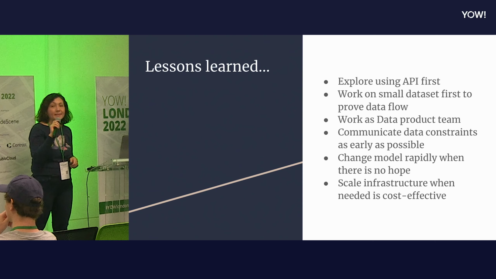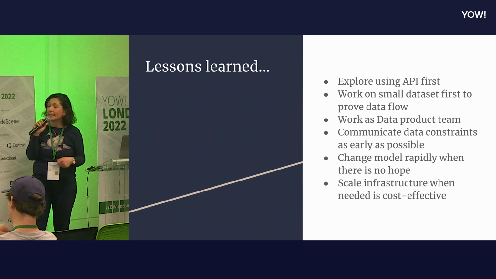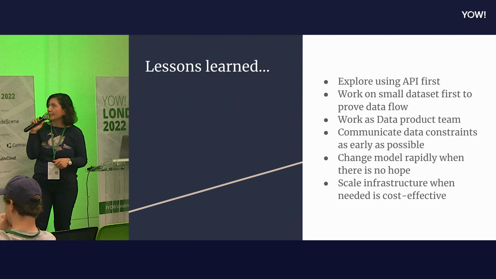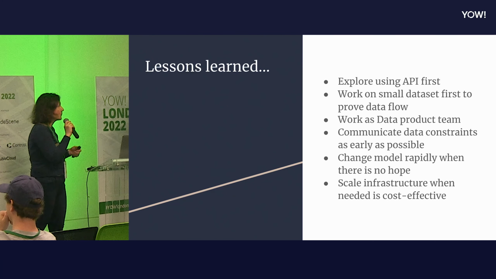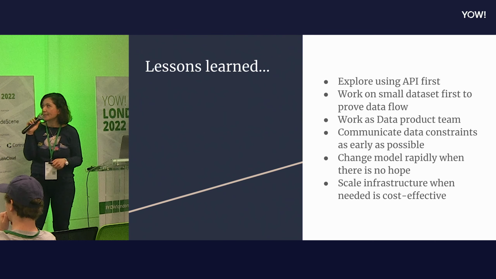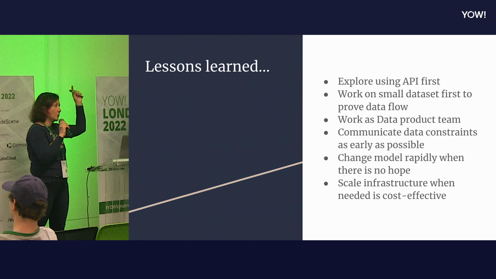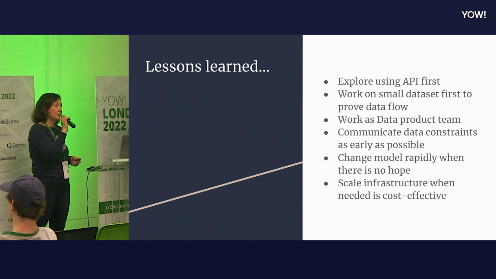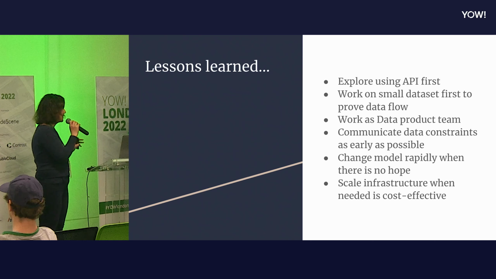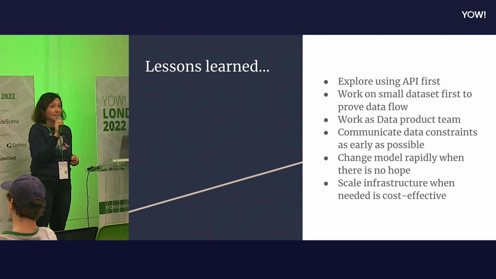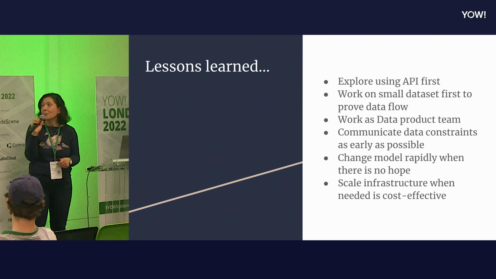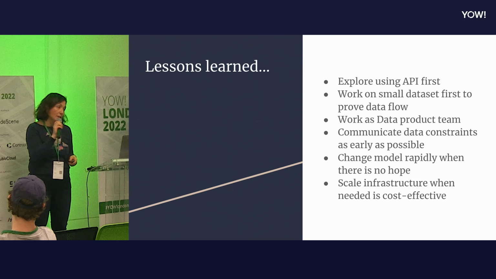Lessons learned: exploring the API is great. Working on a small data set helped us do multiple iterations of the data. Working as a data product team helped us. We could change the data as quickly as we wanted, and we could change the model rapidly. On scaling the infrastructure, we used GCP's maximum settings, and it was about 20 pounds for the machine that we paid for, for ingesting a whole 1.7 billion nodes and 400 million authors. It took just 2 hours.